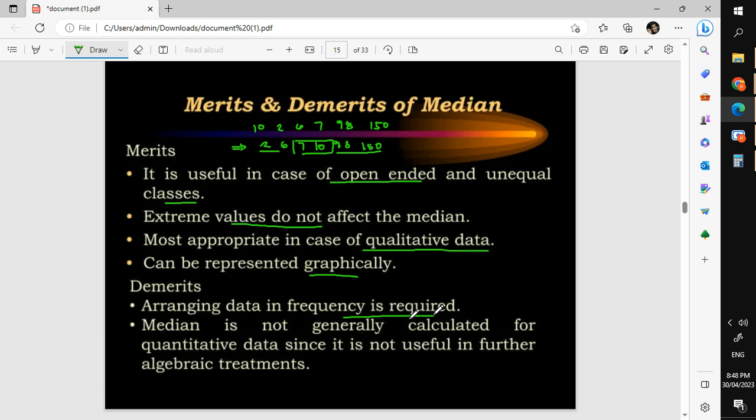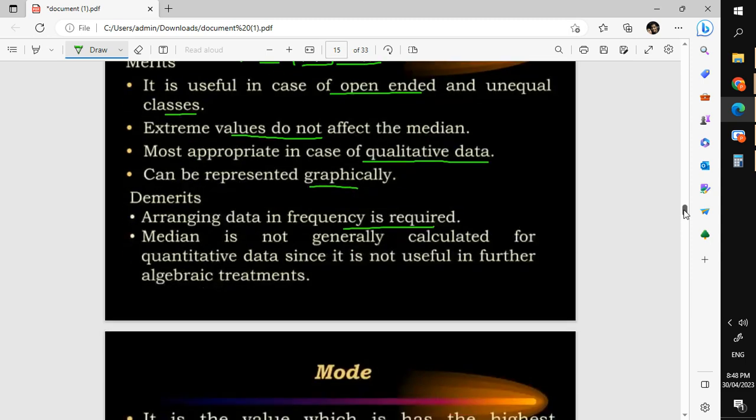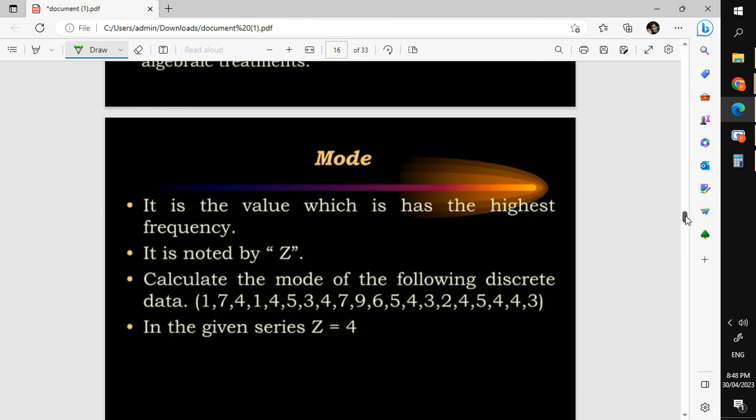Of course, no? Kay ang sa formula nato, need man si frequency. So you have to construct a table para mas malantaw nato ang numericals. Median is not generally calculated for quantitative data since it's not useful in further algebraic treatments. So si mean, it's better for quantitative data, while median is much better for qualitative data. Okay? Now let's move on to the mode, which is the third example of a measure of central tendency.